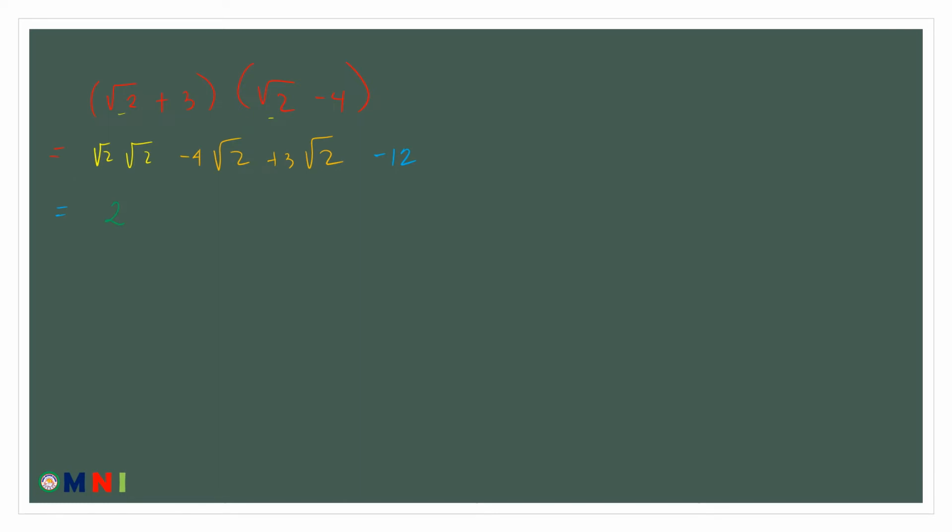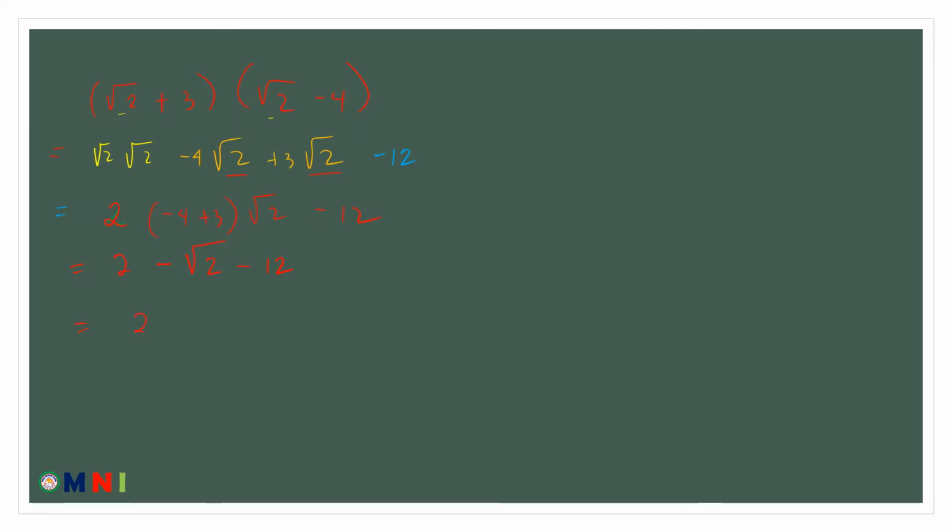When you simplify, square root of 2 times square root of 2 is square root of 4, which equals 2. And then these are similar, so negative 4 plus 3, and then square root of 2, and then minus 12. Of course, you simplify this. Negative 4 plus 3 is negative 1, and negative 1 square root of 2, or just simply negative square root of 2, minus 12.